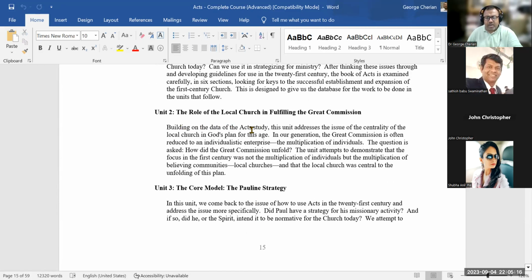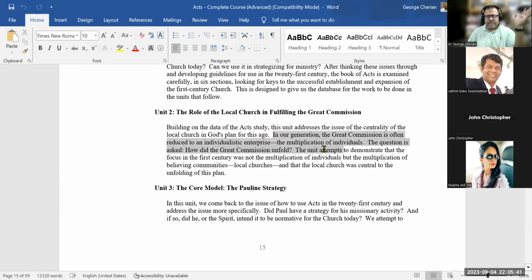Building on the data of the Acts study, this unit addresses the issue of the centrality of the local church in God's plan for this age. God has not designed anything else. There is only church as far as God is concerned, as revealed in the scriptures, as spoken by Jesus, and is a mystery hidden in the Old Testament, but has been revealed, okay? So God doesn't have anything else.